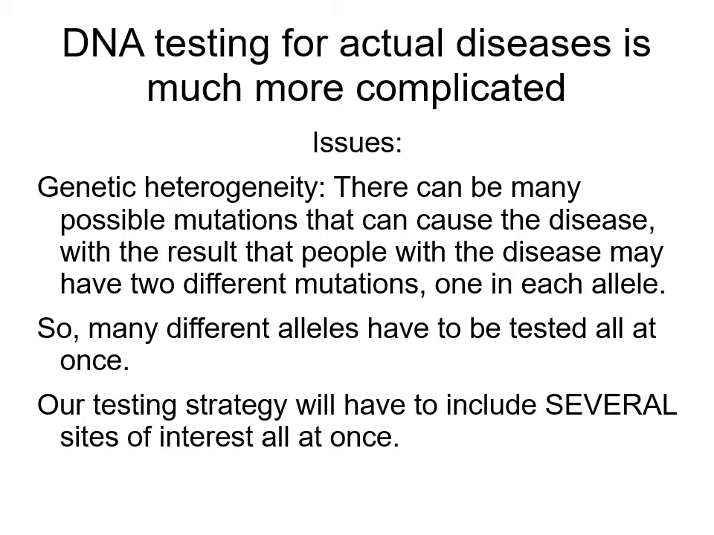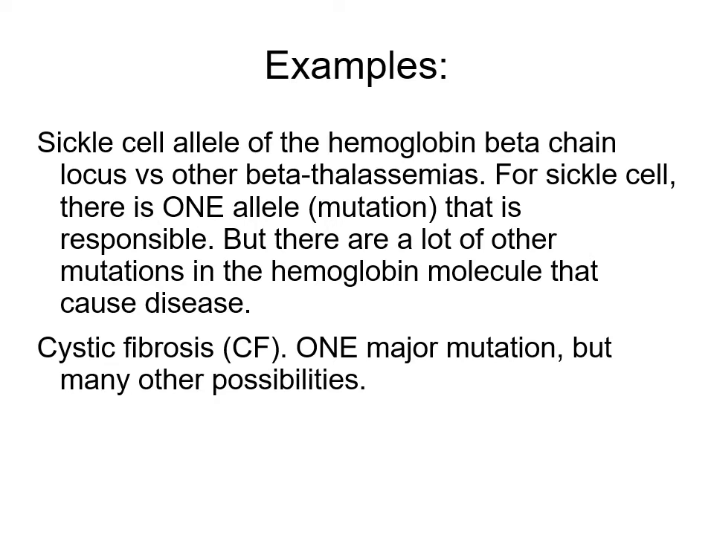But we're going to start at the very beginning, historically, with the sickle cell allele of the hemoglobin beta chain versus other beta thalassemias. Okay, this is historically interesting, and the method I'm going to show you is out of date, except in some sense conceptually. We know what mutation we're looking for in the case of the sickle cell. It's always going to be one particular mutation, one particular allele, and so we know exactly what we have to design in order to be able to detect that mutation in somebody's DNA.